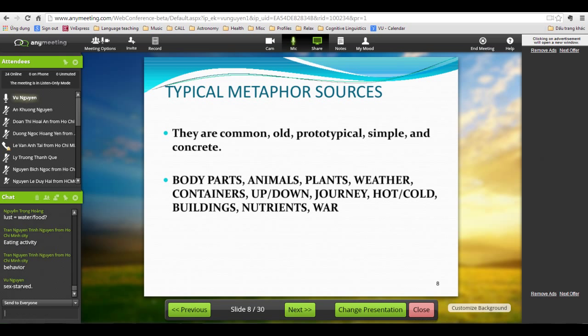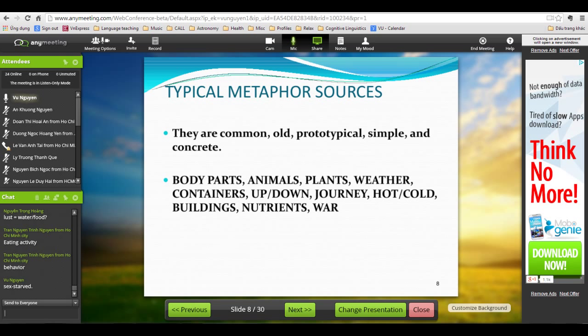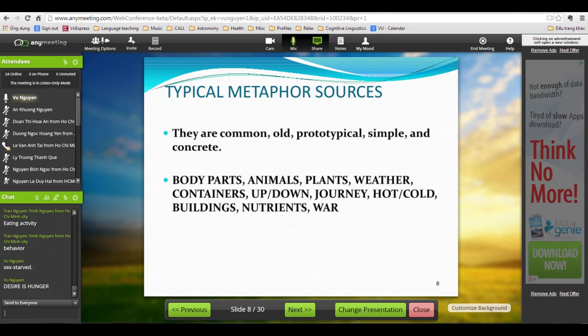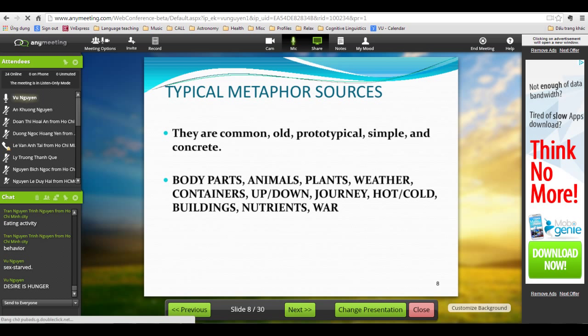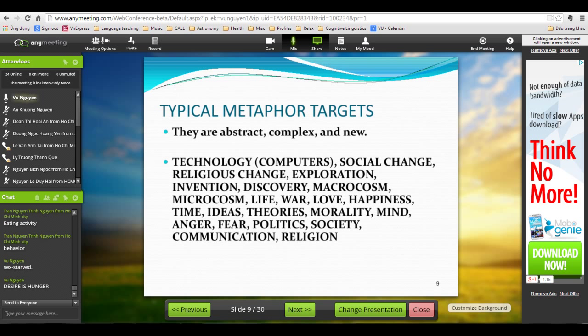Now in this case, we see an expression talking about hunger, and here we have design. Human design is hunger. Okay, now bring him inside. Right. So now you know the common source domains in conceptual metaphor.